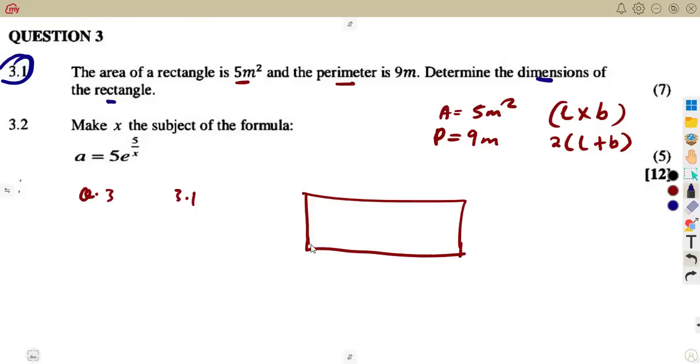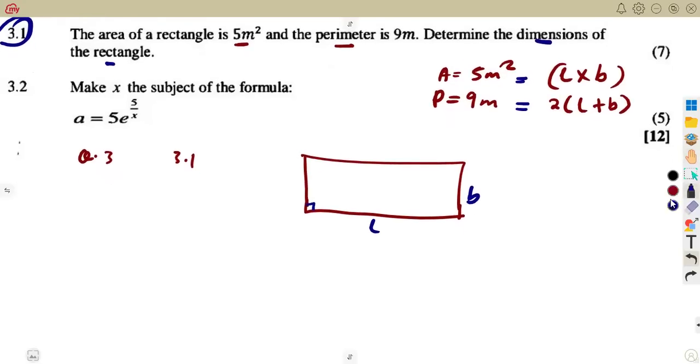So guys, for a rectangle, let's say this is our length and this is our breadth. So guys, how did you find the area? Length times breadth is equal to this. So it's just like forming equations, guys. 2 equations that we are going to form there. From the area, length times breadth is equal to the area, which is 5 as we are given. It's an equation. I call it equation 1.